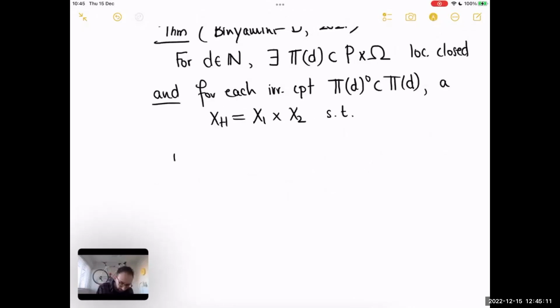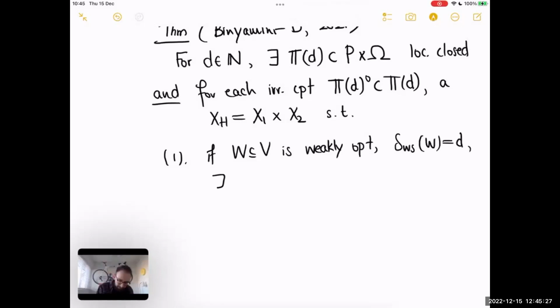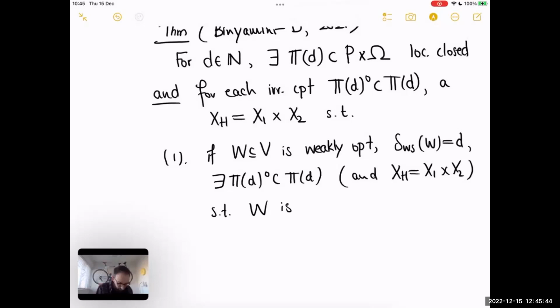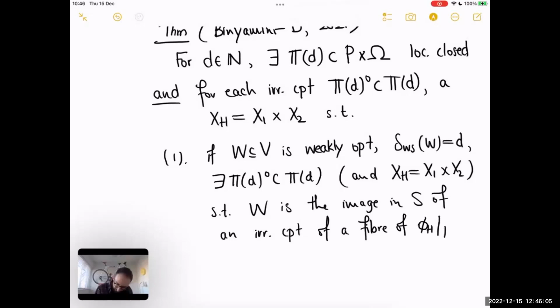so on the one hand, if W in V is weakly optimal, and its weakly special defect is D, then there exists an irreducible component of pi d, and then of course the associated xh equal x1 times x2, such that W is the image in S of an irreducible component of a fiber of phi h restricted to this union of Zariski closures of fibers.